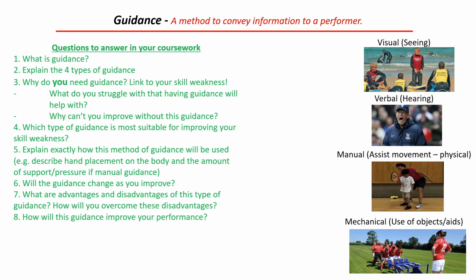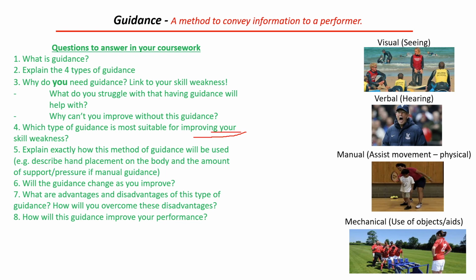Question number 4, what type of guidance is most suitable for your skill weakness? This is important that you're applying it to your skill weakness. If my skill weakness was a back somersault, then I would use probably manual guidance in the first instance, having my coach help guide me over in that back somersault. You need to explain exactly how the guidance will be used. So how will the coach help you? Where are they going to put their hands if it's manual guidance? How are they going to turn you over?